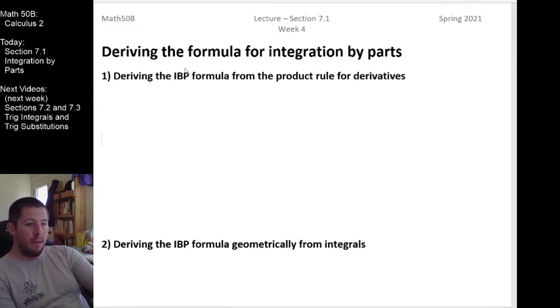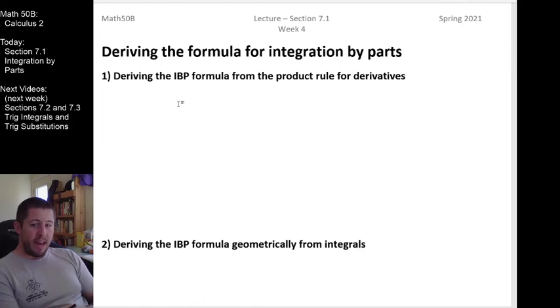So my claim in number one is that from the product rule for derivatives, we can build what is known as the integration by parts formula. And by the way, integration by parts, I will shorthand this as IBP all the time because I'm not going to write out a three-word phrase for a very commonly used technique. So IBP, the rest of the semester, that's integration by parts.